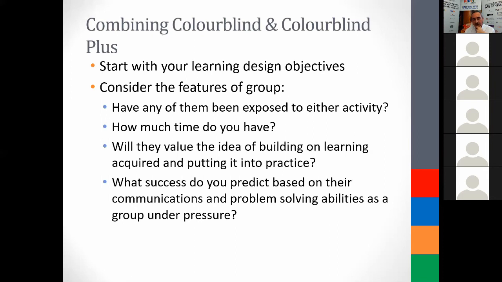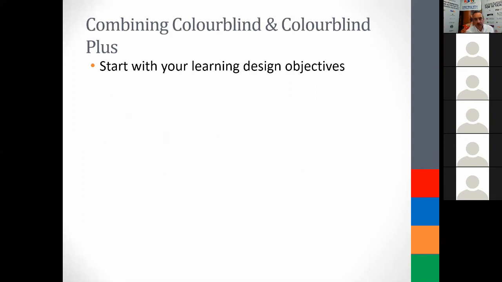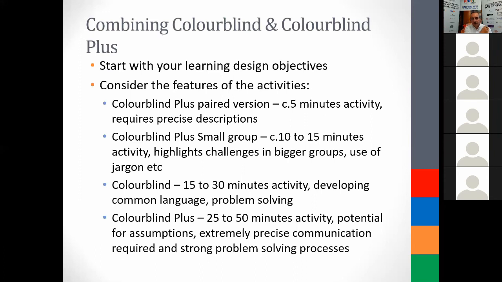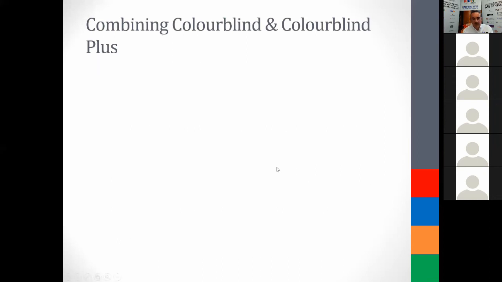And then secondly, what success do you predict? Are you happy that the group might fail? There's a lot of learning that can come in failure, or do you really want the group to be successful and therefore choosing an activity that fits with their level might work? So again, you could combine those, and going back, if you have both, you don't need to do them in order. I have run Colourblind Plus, then gone straight into Colourblind. I've done Colourblind Plus small group and then gone into the large group. So generally how you combine them is entirely up to you.